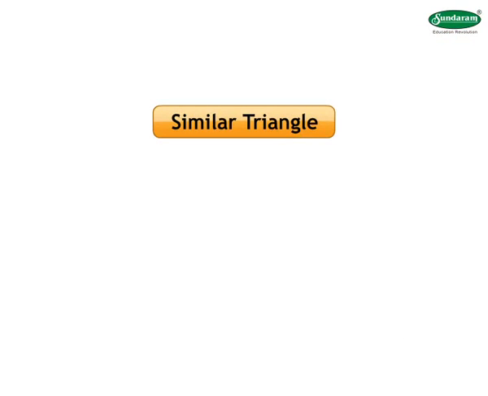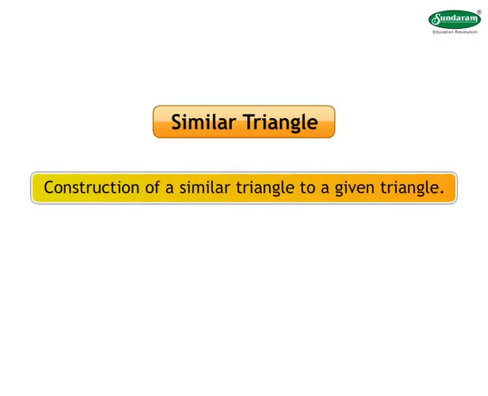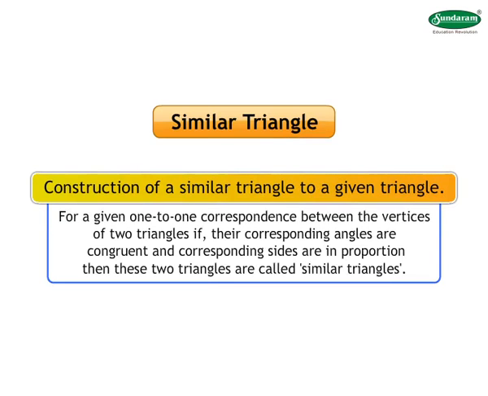Now let's begin with the similar triangle. Let's see how to construct a similar triangle to a given triangle. For a given one-to-one correspondence between the vertices of two triangles, if their corresponding angles are congruent and corresponding sides are in proportion, then these two triangles are called similar triangles. Using these properties, we should construct similar triangle to the given triangle.